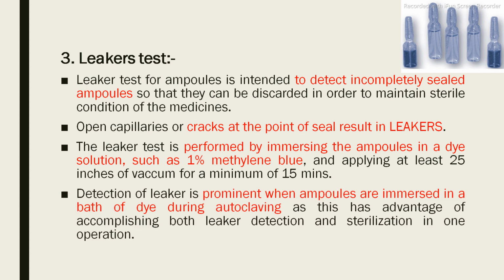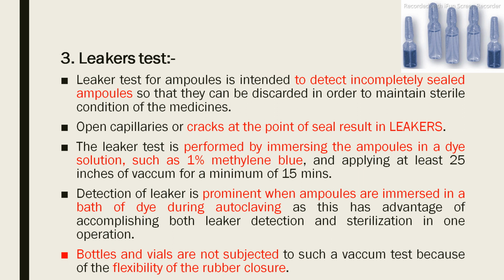Detection of leakers is prominent when ampoules are immersed in a bath of dye during autoclaving. So this can be better performed by using the autoclave. Why? Because in an autoclave you can perform the leakers test as well as the sterilization test. Both tests can be performed at a time. For the leakers test you require the pressure of 25 inches of vacuum, and that can be achieved very well by using the autoclave. So in autoclaving you can perform both the leakers test and the sterilization test.